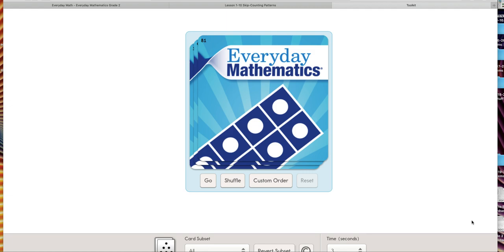Okay, so we are doing Unit 1, Lesson 10. We're going to talk about skip counting patterns today. But before we get started with our skip counting, we're going to get our brains thinking with our bell ringer.